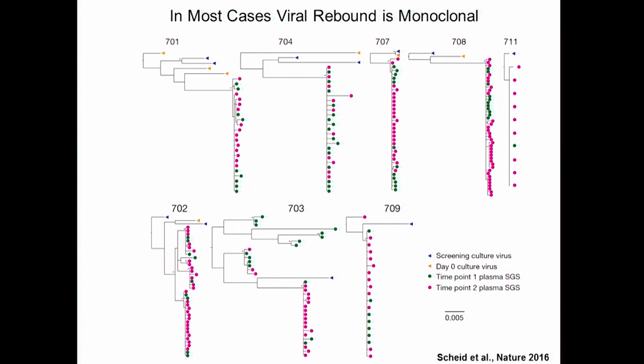These experiments had been done earlier with patients who just interrupted ART, and it was found that rebound in the setting of ATI is usually polyclonal, with many dormantly infected T cells reactivating. And we found, in contrast to that, that the majority of patients that we looked at had a monoclonal rebound.